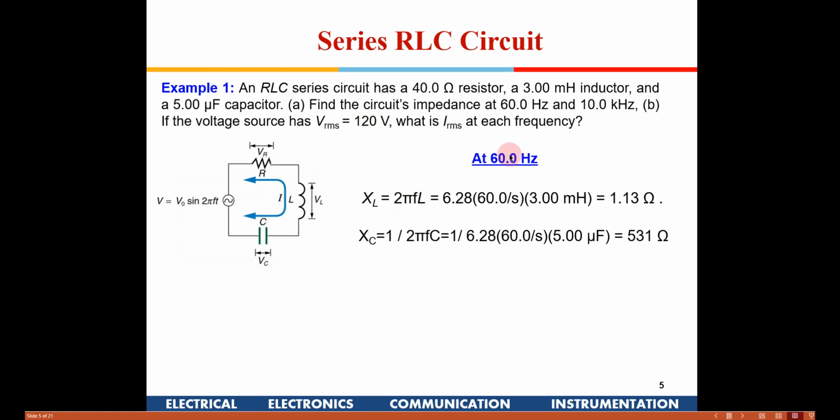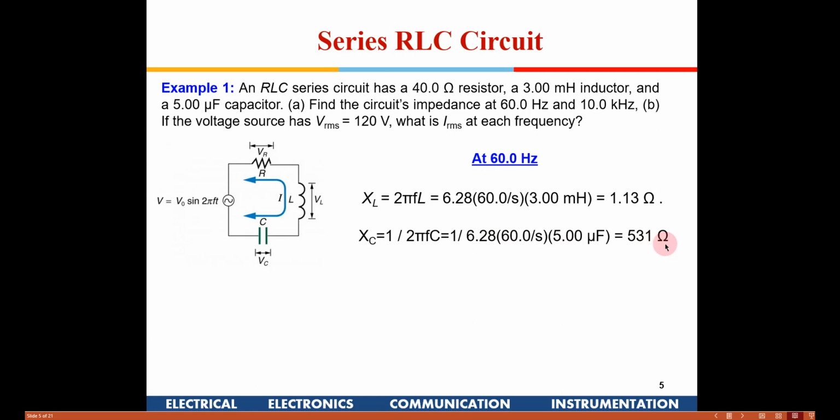First, at 60 hertz we need to find out what XL is, which is omega L, nothing but 2 pi f L. The frequency is given as 60, 2 pi is 6.28, and L is 3 millihenry. So it comes to be 1.13 ohm. Similarly, capacitive reactance is 1 by 2 pi f C, that is, 1 by omega C. So with 2 pi as 6.28, omega and C, you get 531.